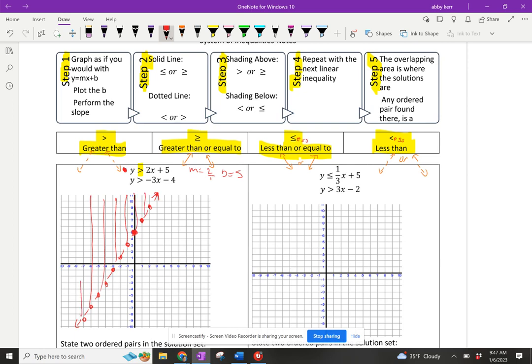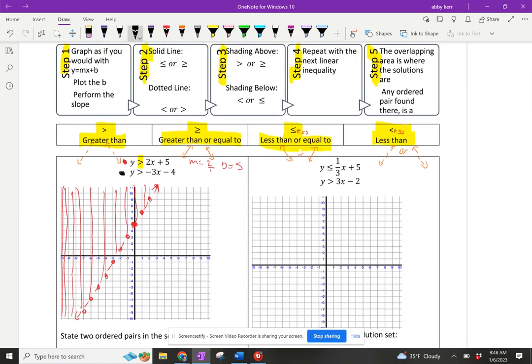Now if you want to shade lightly, if you want to do different colors, please do so. I'm just going to do different colors, and then I'm just going to do lines like that so it doesn't get too overwhelming for you. Now my second inequality. So I completed 1, 2, 3. Step 4 says repeat with the next linear inequality. So I'm going to do the exact same steps.